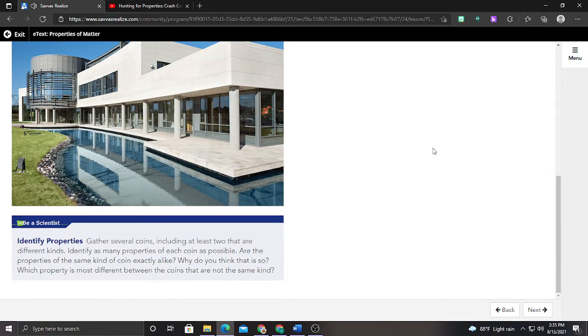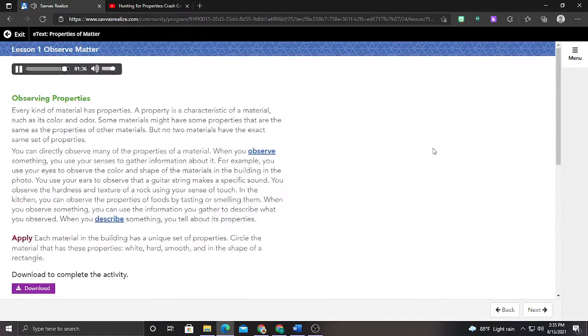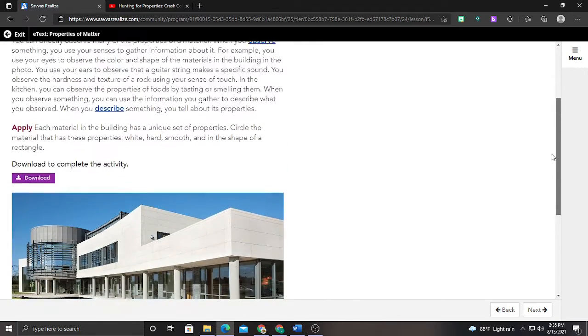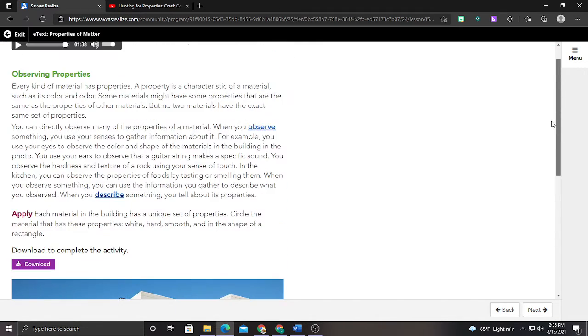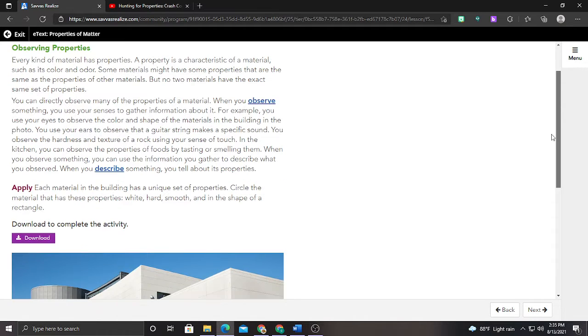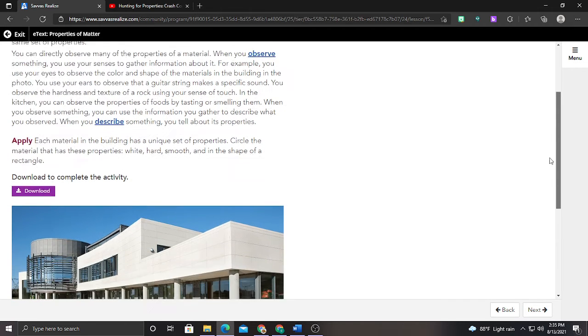Identify properties. Gather several coins, including at least 2 that are different kinds. Okay, so as you can see, there are 2 different things when it comes to observing and describing. When we observe something, we can tell it by the color, the shape of it. We also use our 5 senses in all of them to be able to observe something, to understand it better. And when you describe something, you tell it by its properties.